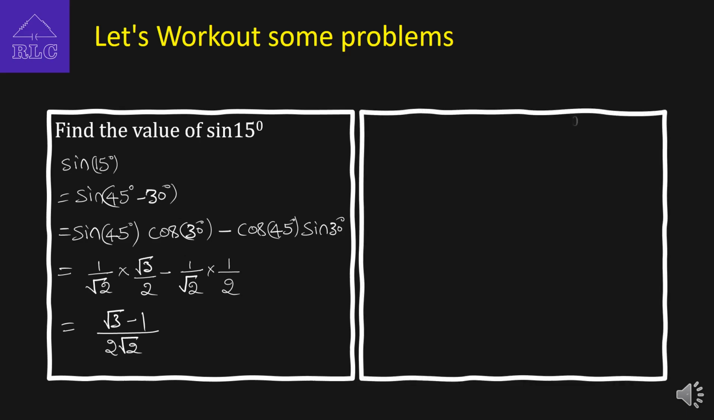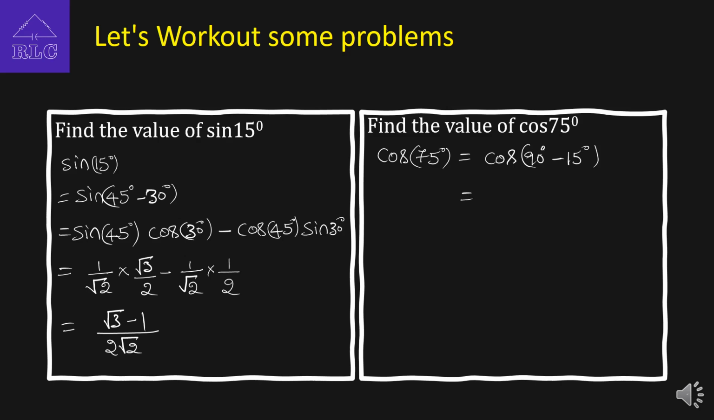Now let us find one more value of cos 75 degrees. Cos 75 degrees can be expressed as cos of 90 degrees minus 15 degrees, which is equal to sine. 90 degrees means a counterclockwise direction, and it is in the first quadrant. In the first quadrant our approach is from the y-axis, so cos will be changed to sine. So it can be written as sine 15 degrees.